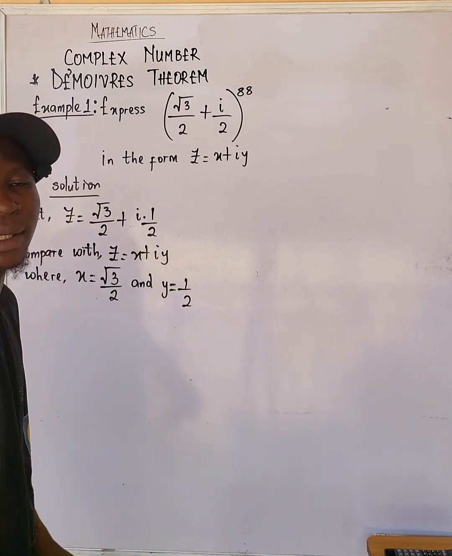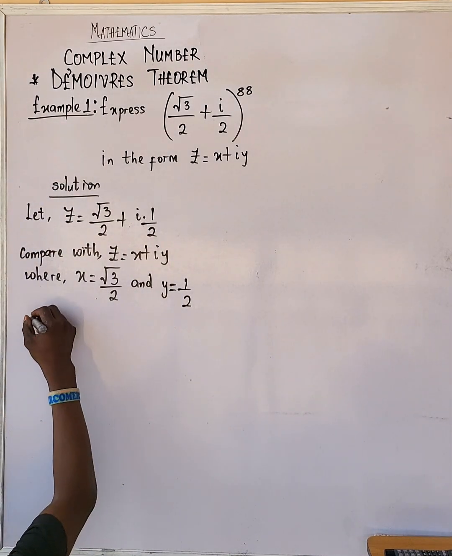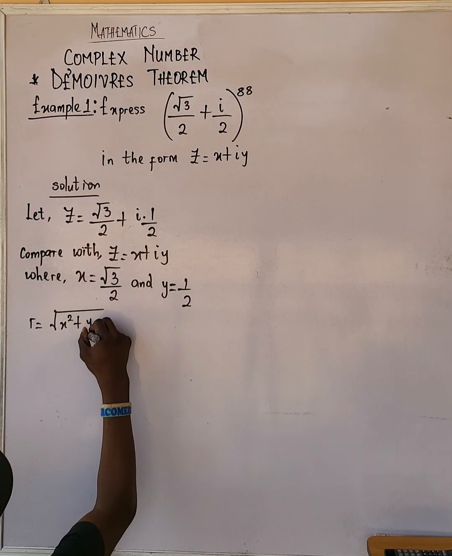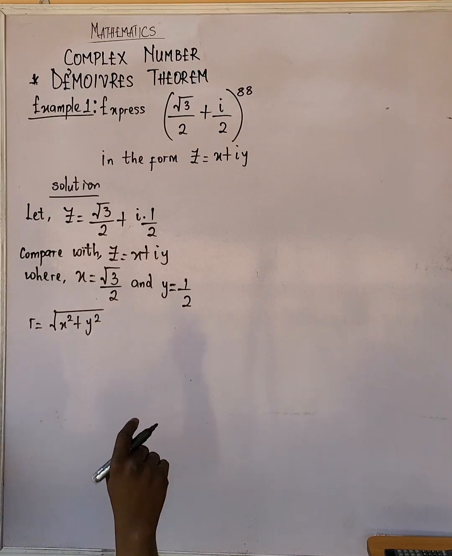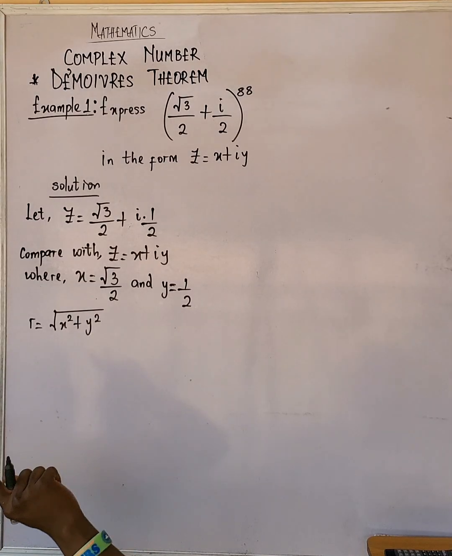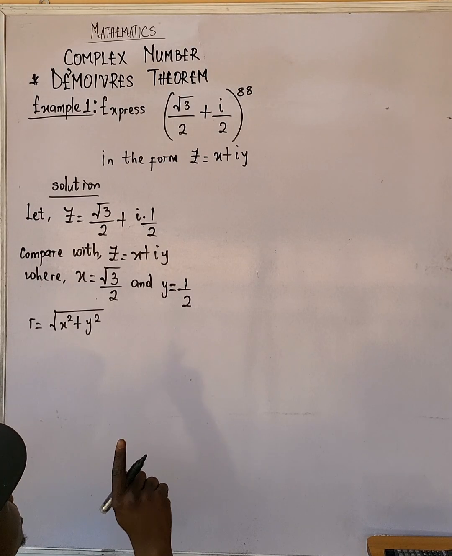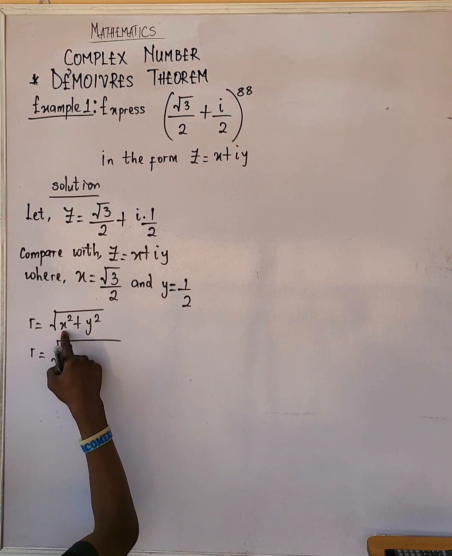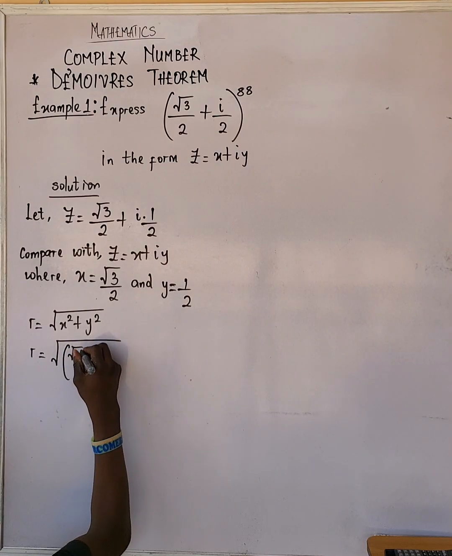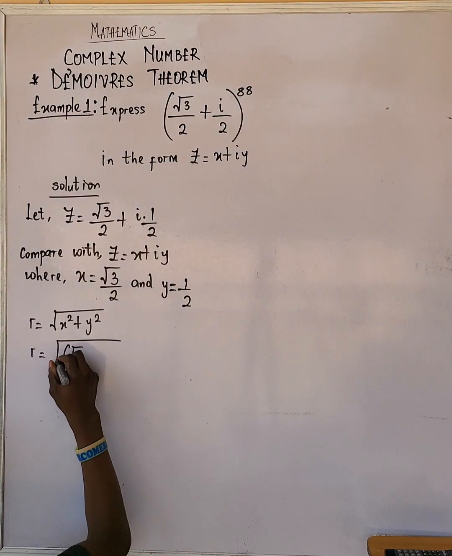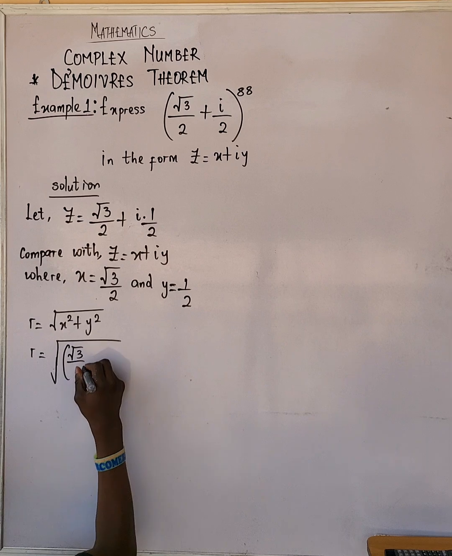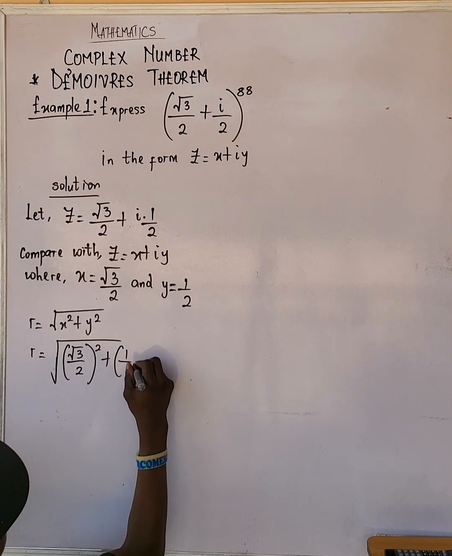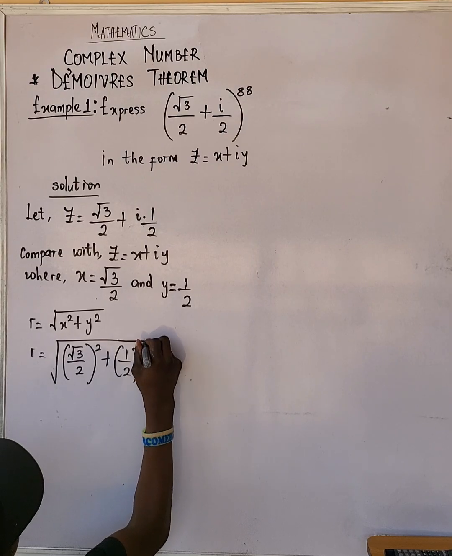After we've gotten x and y, the next thing is to get our magnitude and argument. How do you get your magnitude? Don't forget the formula: r equals square root of x squared plus y squared. If you don't know how we got this formula, please click on the playlist below this video. It will lead you to the videos we've done on complex numbers. So r will now be equal to square root of, our x is square root of 3 over 2, all squared, plus our y, 1 over 2, all squared.